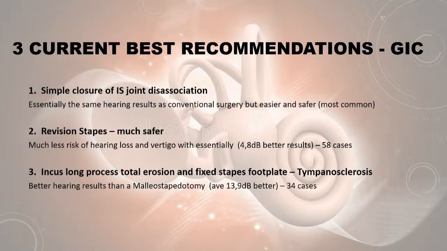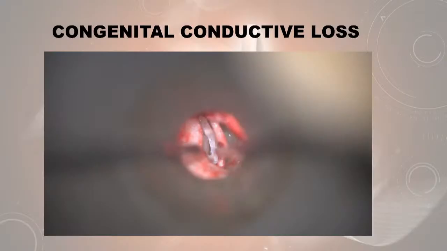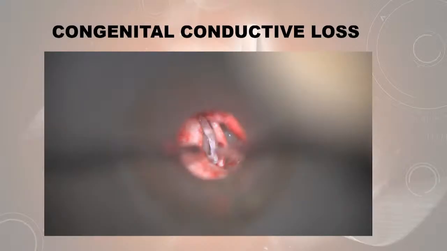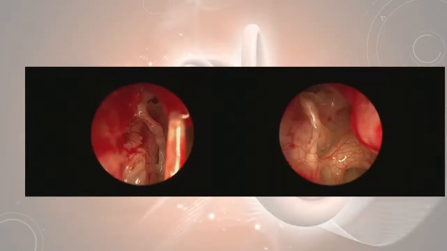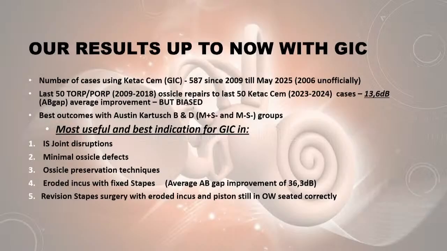And then this is something we started in 2013, 2014 was the first case. It's gone so well that we continue to use it if we have an eroded incus and a fixed stapes, by rebuilding the incus. Always use the nylon strut. This was just to show you that even though you've got a small soft tissue connection, we prefer to use a nylon strut. And in our congenital middle ear cases, it's a really nice tool to use. For sake of time, I'm just going to fly through that. That was just some congenital cases. So, just a little bit of our results. We've used Ketochem in 587 cases since 2009 officially.